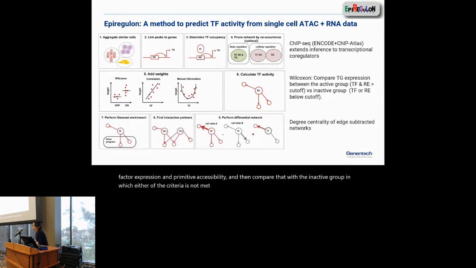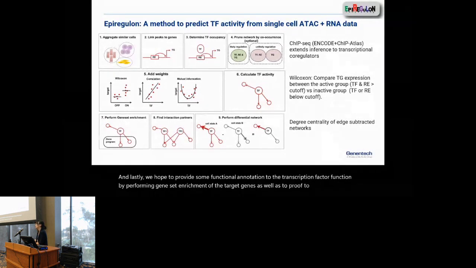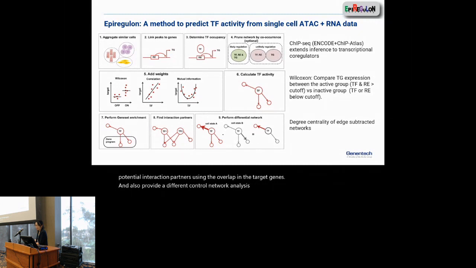And lastly, we hope to provide some functional annotation to the transcription factor function by performing gene set enrichment of the target genes, as well as to understand what the potential interaction partners are using the overlap in the target genes, and also provide differential network analyses using edge-subtracted networks.